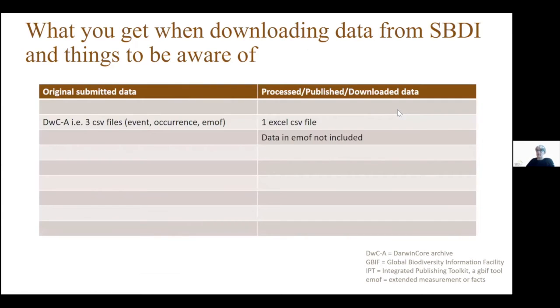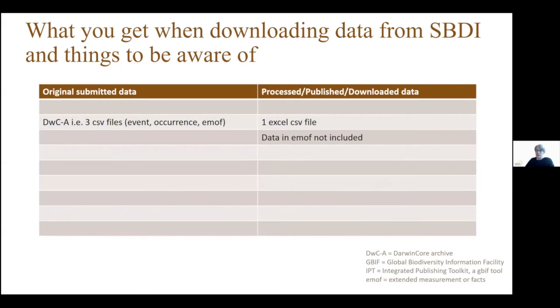But what is it then you're getting? What are you getting when you're downloading data? I will show you that, and I will also mention a few things to be aware of. Like Lisa told you and showed you, we also publish our data onto GBIF through the IPT as Darwin Core archives. So they consist of 3 different tables, CSV files, the event, the occurrence, and the EMOF, the extended measurements or facts files. And all these 3 files are connected or linked together through unique event and occurrence IDs.